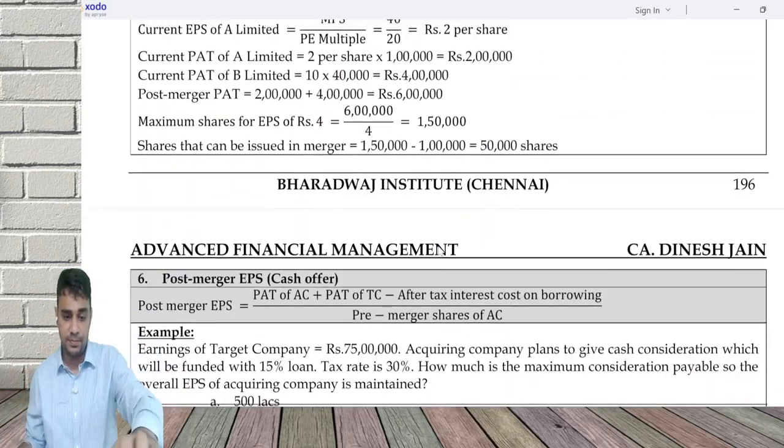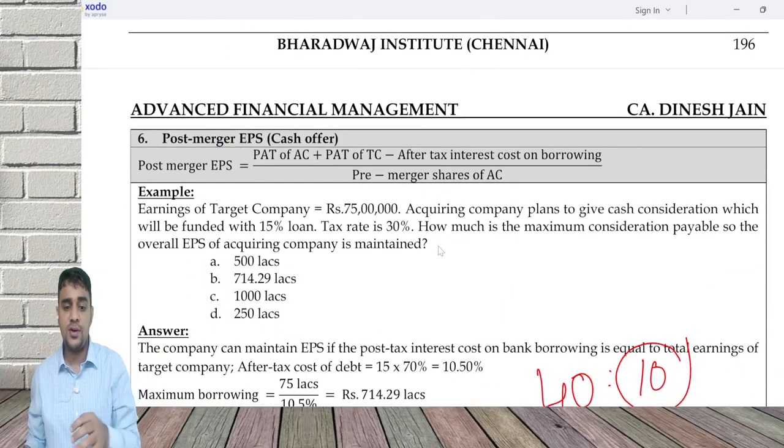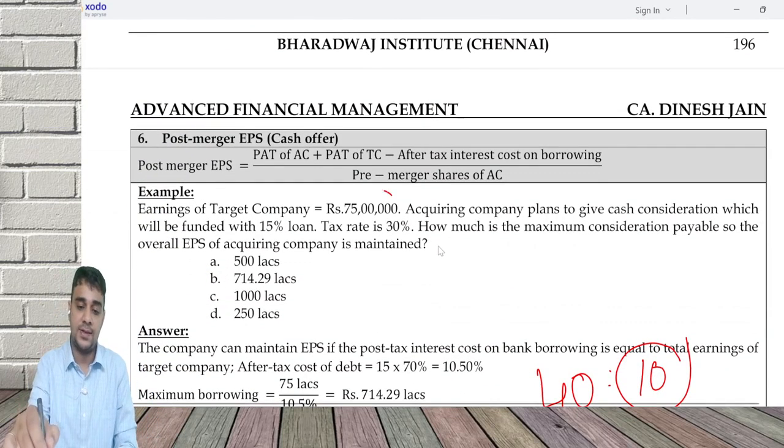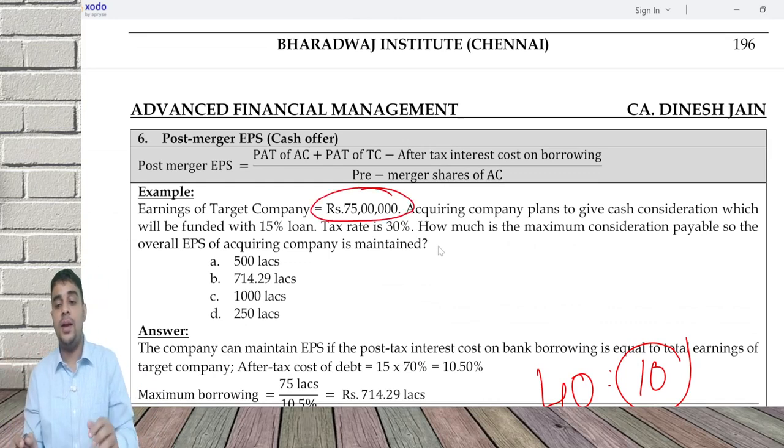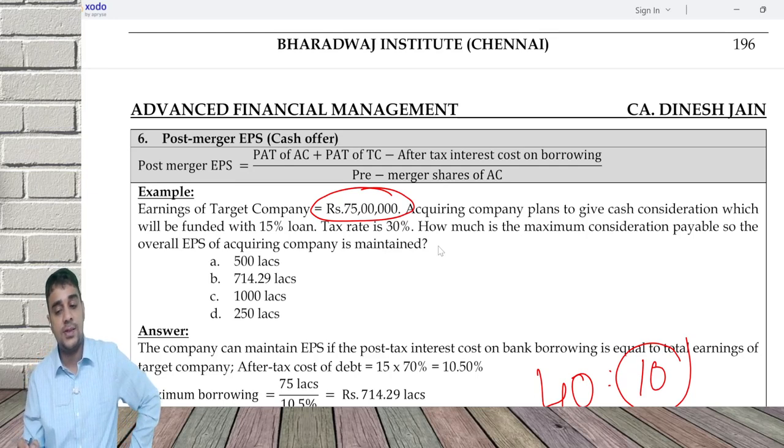An example: earnings of target company 75 lakhs. Acquiring company plans to give cash consideration which will be funded with 15% loan. Tax rate is 30%. What is the maximum consideration payable so that the overall EPS of AC is maintained?